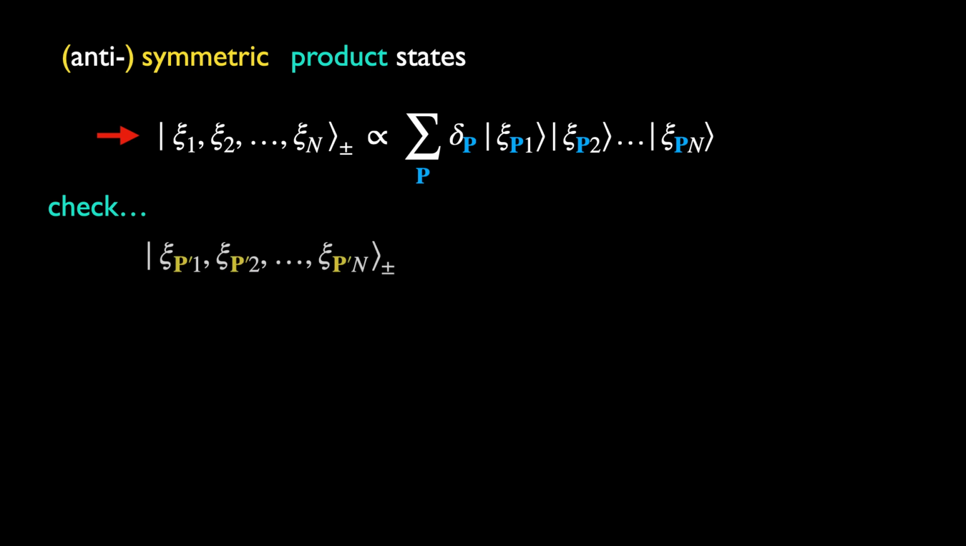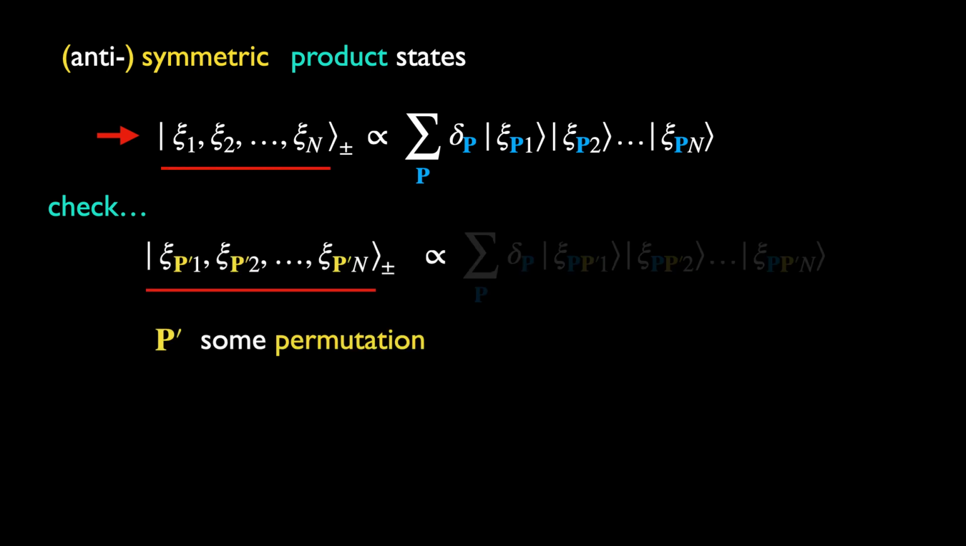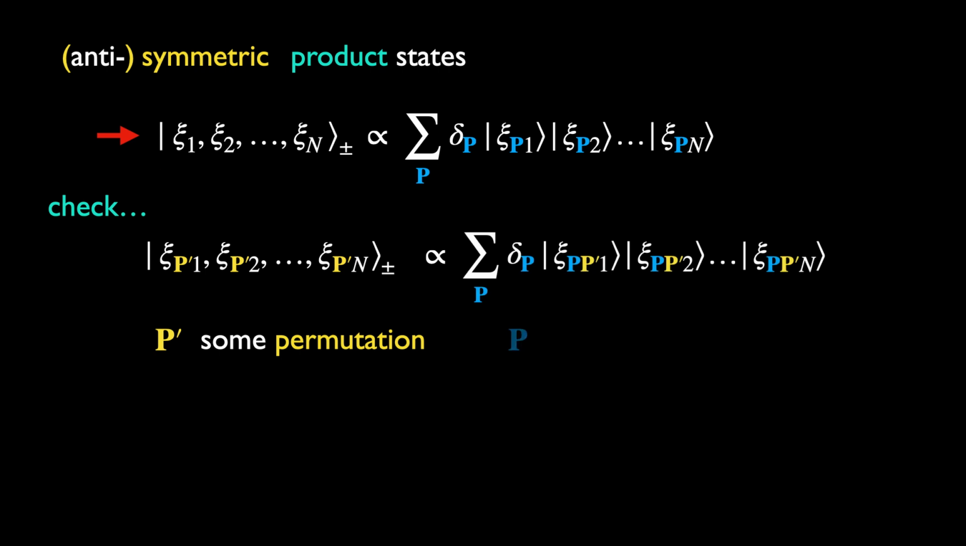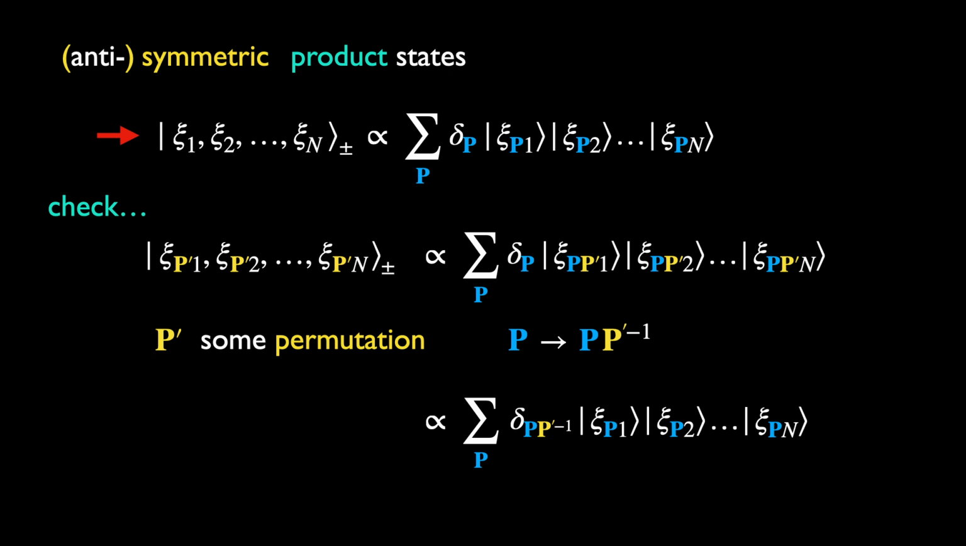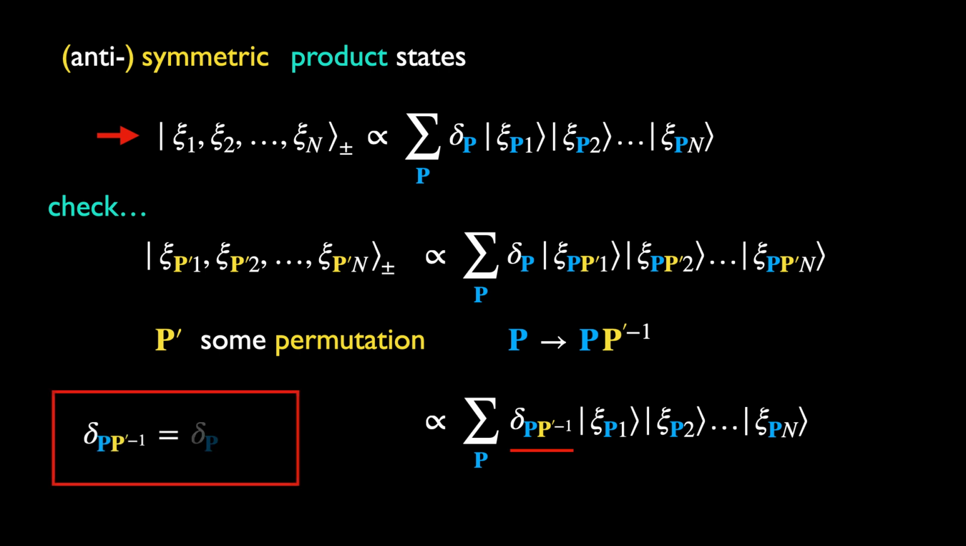Let's reorder the state above by an arbitrary permutation P'. P, colored blue, is summed over, and so is like a dummy variable. We can therefore replace all the P under the sum by the composition of P with the inverse of P'. Note that the sign of the composition of the two permutations is just equal to the product of the sign of each permutation.